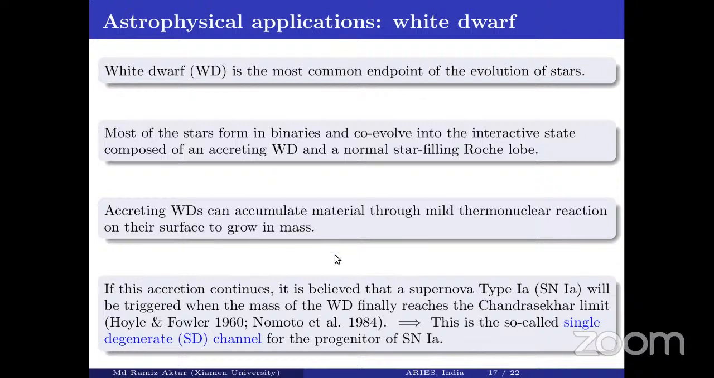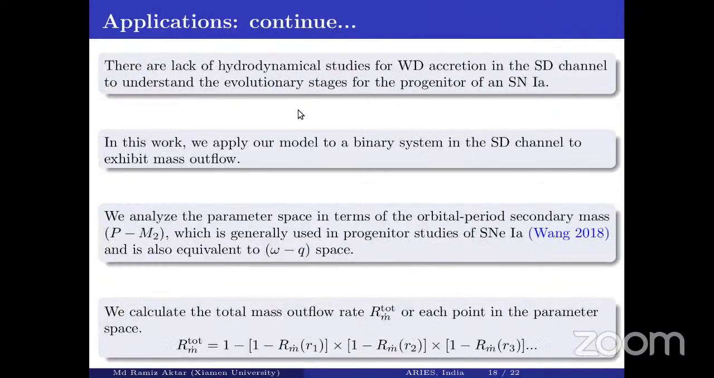Okay, so I will apply our model particularly to this single degenerate channel. Before going to the plot, I want to discuss something very important: white dwarf studies are there to investigate the evolutionary states of the progenitors of supernova type 1a. And in this work, we apply our model of this single degenerate channel to calculate the mass outflow.